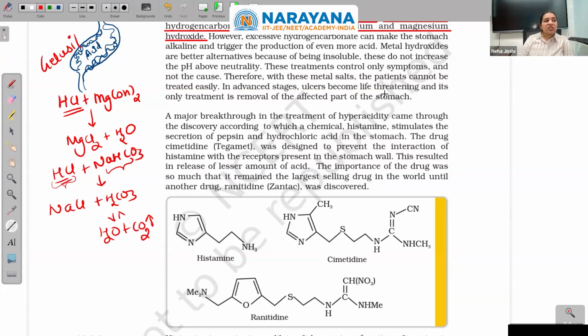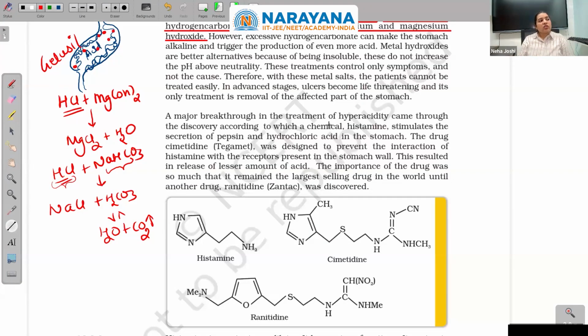In advanced stages, ulcers become life-threatening. As I told you, it can cause death. Its only treatment is removal of the affected part of the stomach. How do we identify just the affected part? If the process is like this, it can attack other parts also.